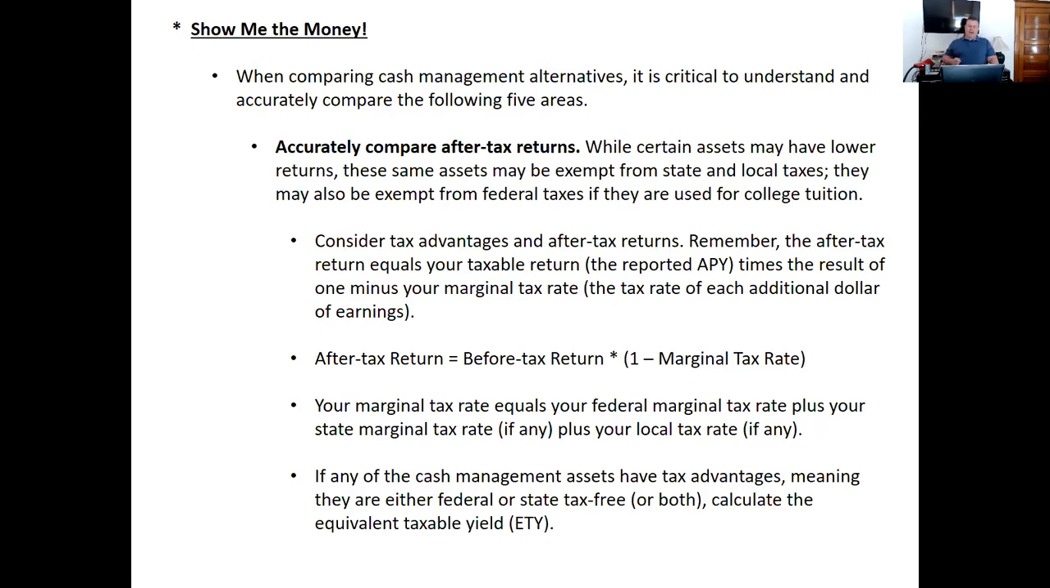So consider tax advantages and after-tax returns. Remember, the after-tax return equals your taxable return, the reported APY, times 1 minus your marginal tax rate, the tax rate on each additional dollar of earnings. Your after-tax return equals your before-tax return times 1 minus your marginal tax rate. And your marginal tax rate equals your federal marginal tax rate plus your state marginal tax rate, if any, plus your local tax rate, if any. If any of the cash management assets have tax advantages, meaning they're either federal or state tax-free or both, calculate the equivalent taxable yield, or ETY.